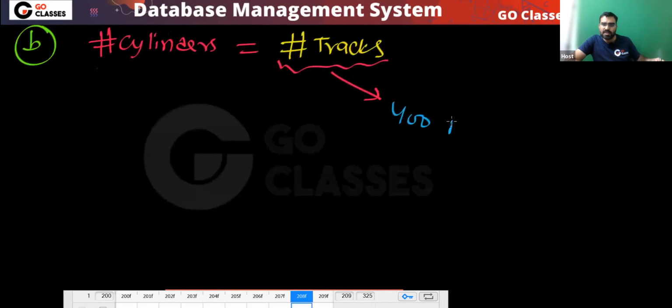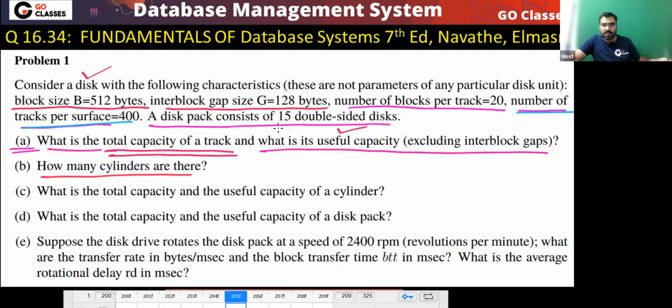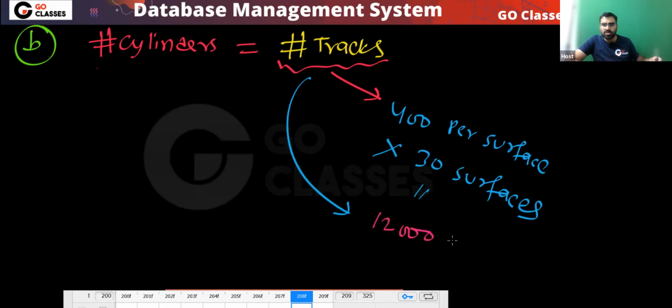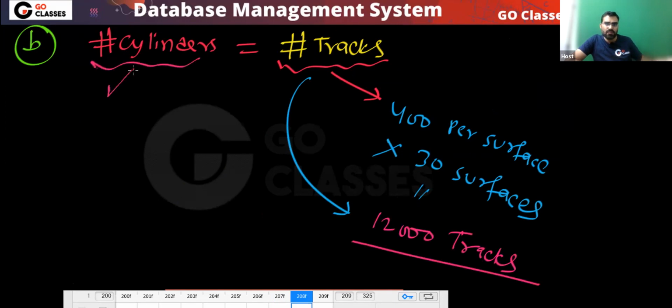Okay, so 400 per surface. On one surface, these many, multiplied by how many surfaces are there? 15 double sided, so these many surfaces. So your number of tracks will be 12,000 tracks. But the number of cylinders is only 400. So this statement is not correct. Correct? Yes or no? The number of cylinders is 400.